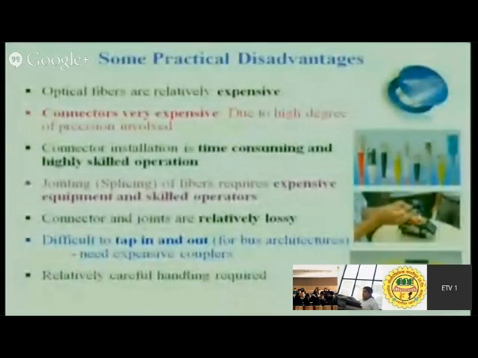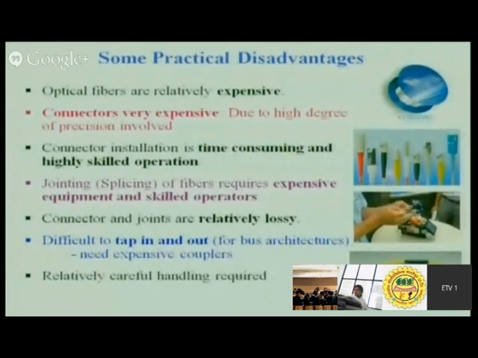Then connectors are very expensive because of the high degree of precision. In copper, the cable is of larger diameter. In optical fiber, the connector has to be put over the core and cladding, which is 125 micron. So as a result, I need a connector of that much size, and it adds to the cost. Normal machining will not work with these connectors. We need a special type of machining, maybe laser-based technology, laser machining. So that adds to the cost.